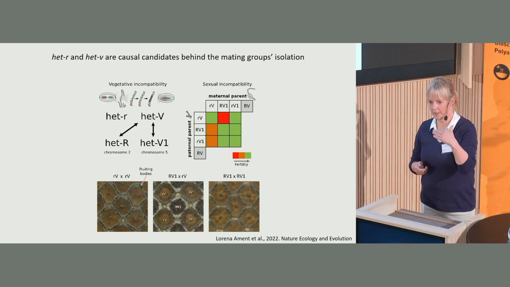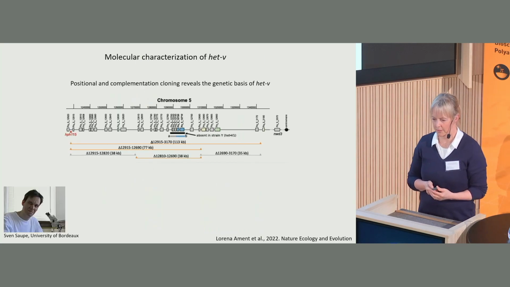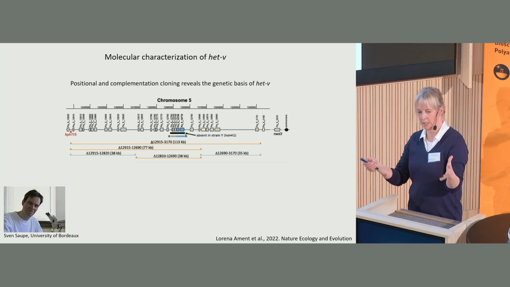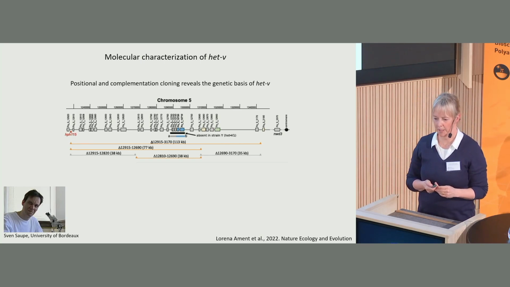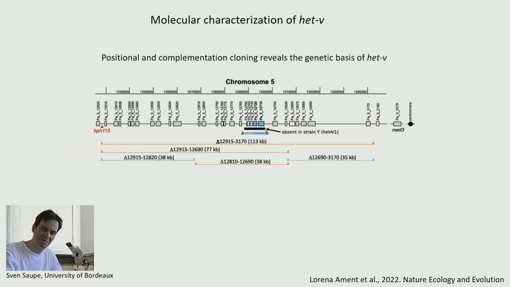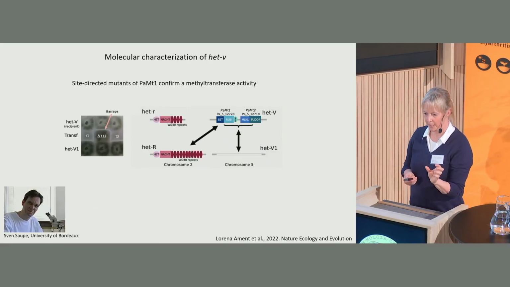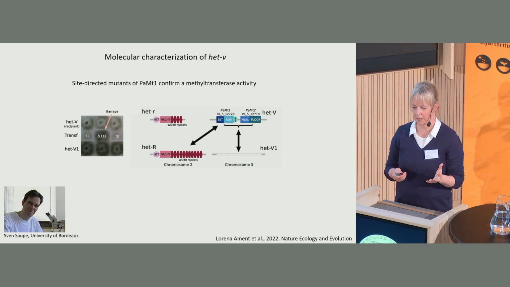So we took one step at a time to confirm the function of these genes. The genetic basis of this locus was not known. It was known a long time ago, but we didn't know which gene was involved, so we had to do positional and complementation cloning together with Sven Saupe at the University of Bordeaux, where we zoomed in from these FST plots to find the actual gene involved. Here would be the predicted annotation of the genes in that part of the chromosome, and then we could home in on which gene was actually important. Then we could go all the way and confirm by site-directed mutants that this domain, PAMT1, confirms a methyltransferase activity. So now we know the function as well.